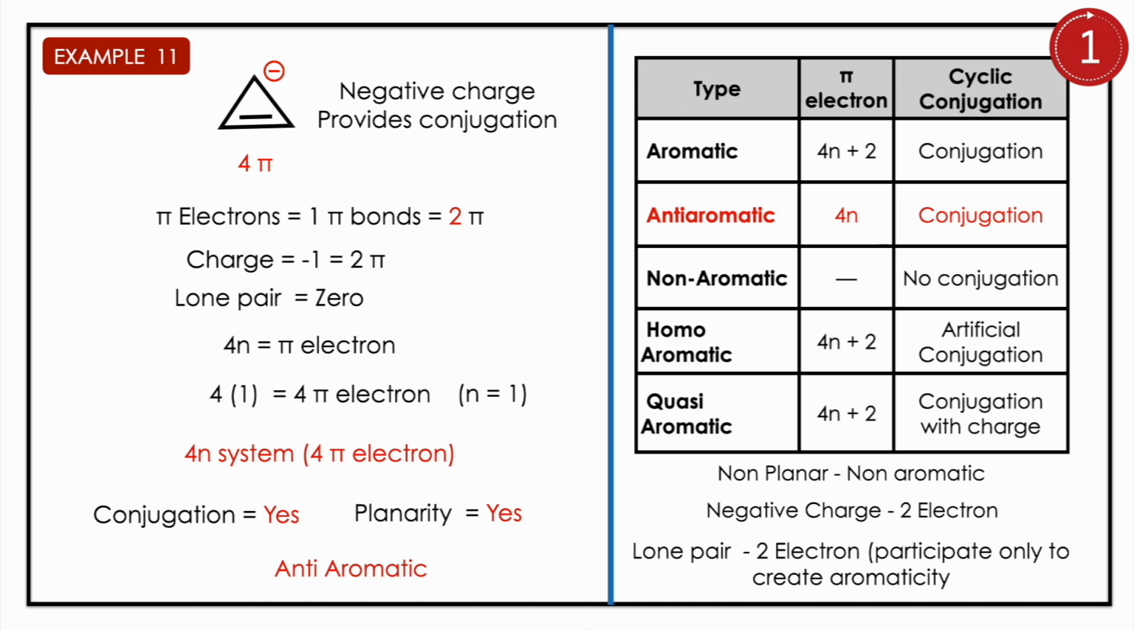So totally 4 pi electrons, meaning it is the 4n system with n equals 1. 4 multiplied by 1 gives 4. So 4n system. Further, the compound is conjugated because the anion provides the conjugation, and definitely planar. So 4n system, conjugated, planar, meaning according to the Huckel rule, it is the anti-aromatic compound.